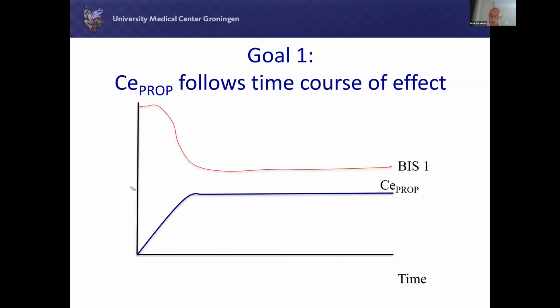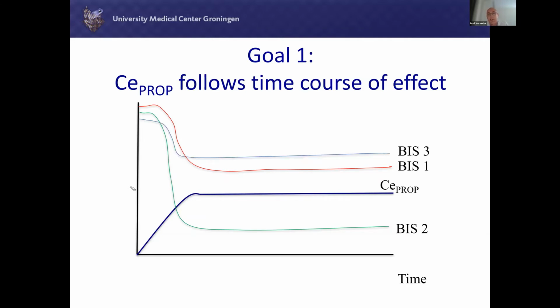effect site concentration of propofol. The second patient might have a completely different BIS. This one is much more sensitive and has a much lower value, but look at the time course. And the third patient might be more resistant. Again, you will have different BIS values for every effect site concentration of a certain drug, but you will have some control over the time course of that effect.